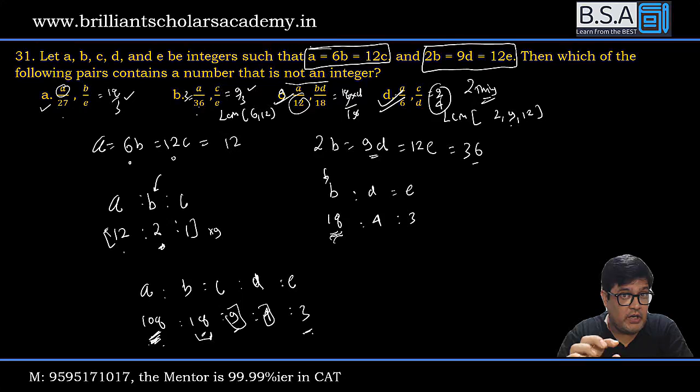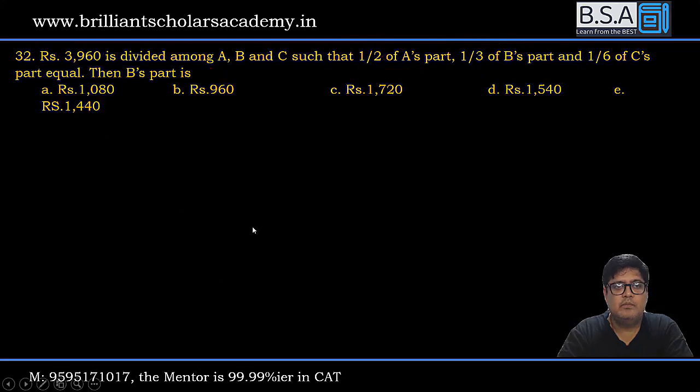Once you see that term written, A is equal to 6B is equal to 12C, 2B is equal to 9D is equal to 12, that gives you an idea it is a question based upon ratios. Try this. Fairly simple example, very simple example. Try. Simple application of ratios.